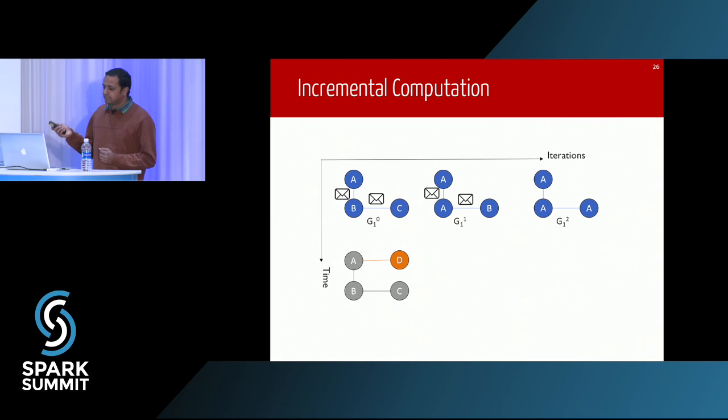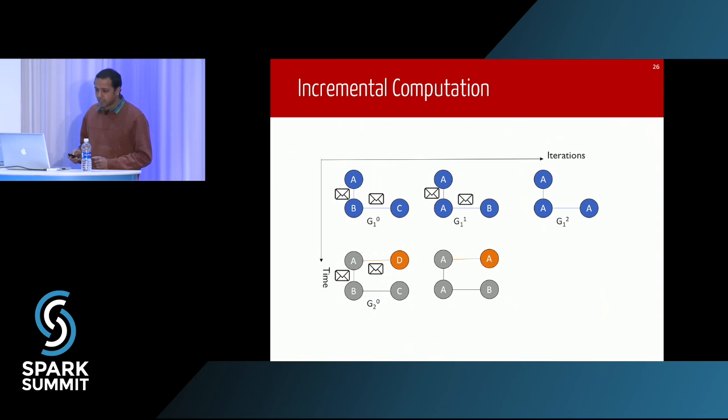So in this case, since A depends on D, we also mark A to be recomputed. But B and C can remain the same because they are not in the immediate neighborhood of the entity that changed. So we can reuse results from the old one. In this case, only A and D exchange messages, and we can reduce the exchange between B and C. And in the next iteration, we do the same.